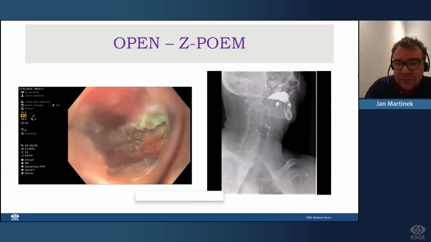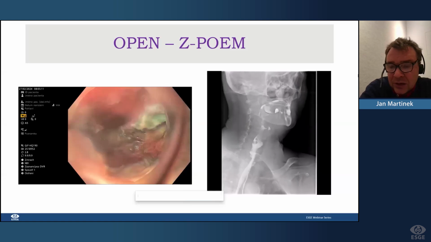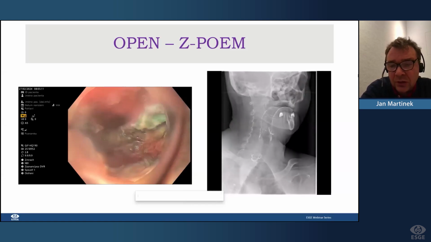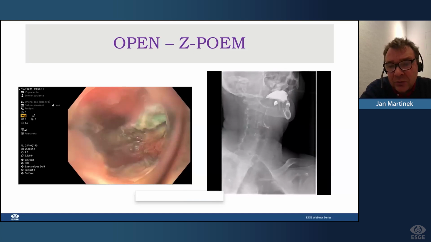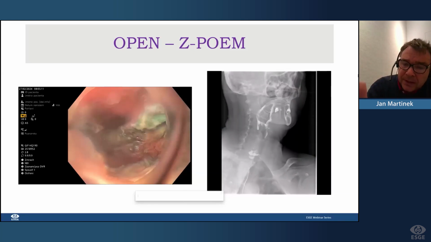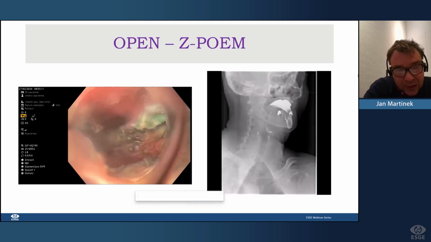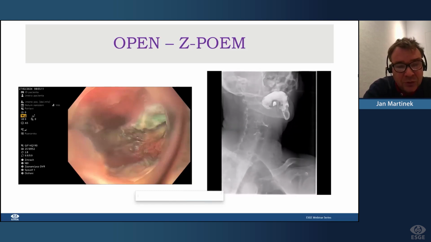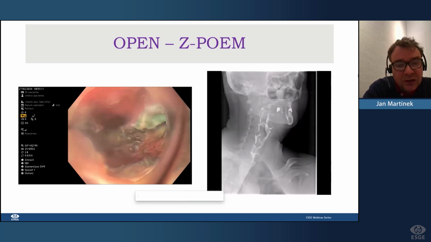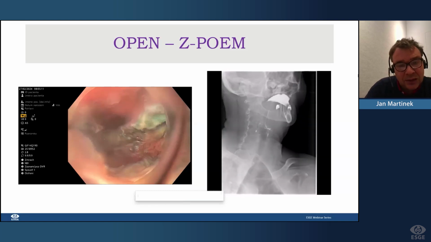We have done a few open ZPOMs, and in my view, the advantage could really be that there is 0% of residual diverticulum. The swallowing on X-ray is smooth, and it's an interesting approach, but please note we keep patients 2 days in the hospital because of security. We give 2 days of antibiotics, and again, it's an experimental approach.